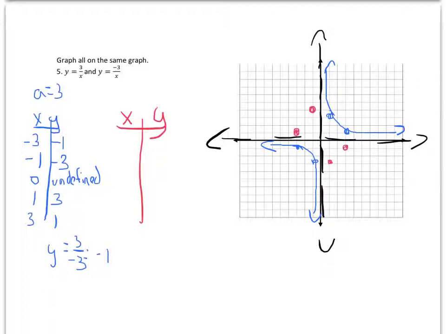So let's see. I'm still going to use negative 3, negative 1. I'm just going to skip over the 0 this time, 1 and 3. Well, if I plug in negative 3, I'd get positive 1. If I plug in negative 1, I get positive 3. And then I get negative 3, positive 1. Well, those are those points. That is what the reflection is here, guys.